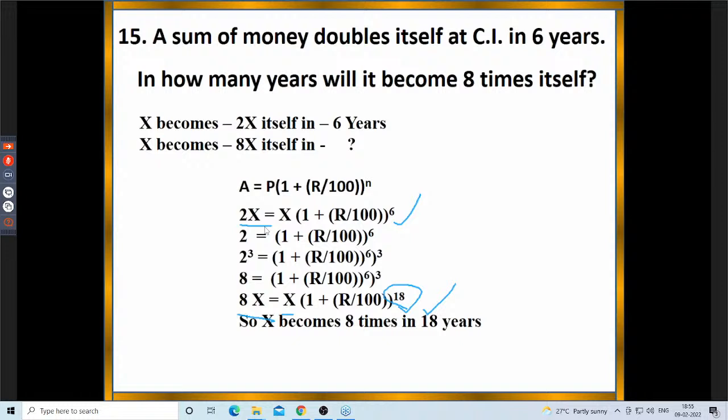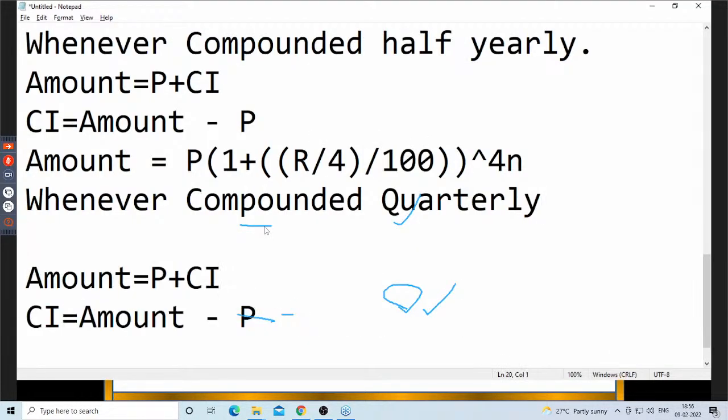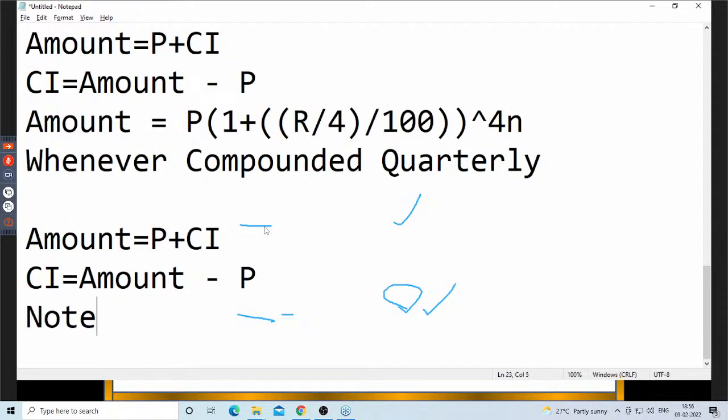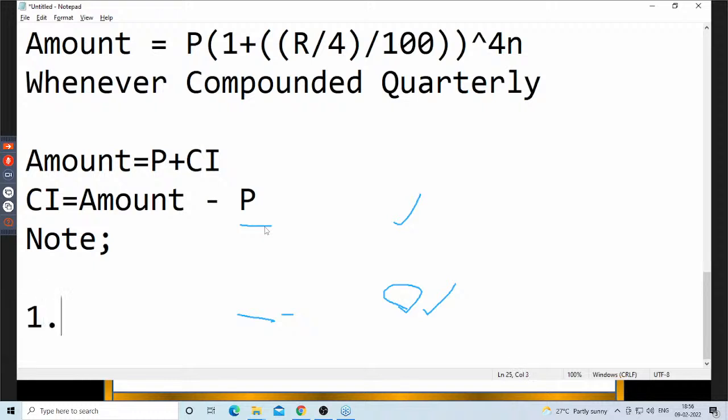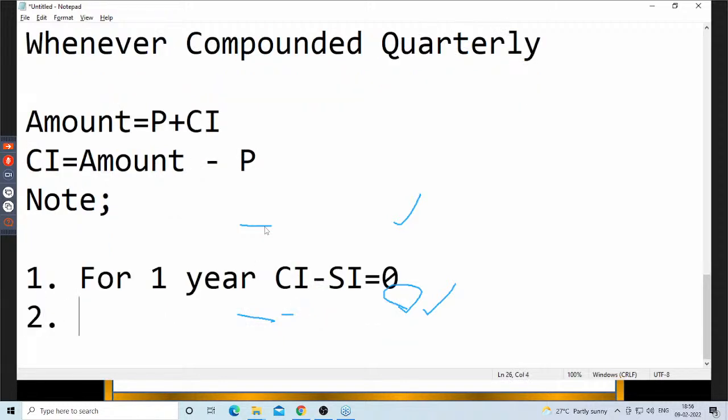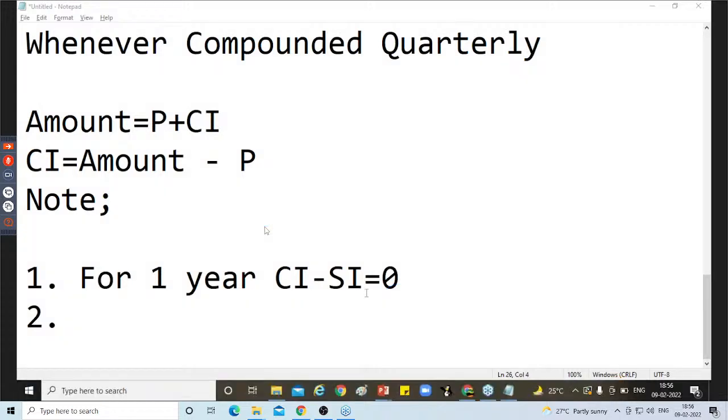Okay, next one. Combination problems related to simple and compound both. Note point number one: for 1 year, the difference between compound interest and simple interest is zero. Do you remember, the amount of simple and compound interest we calculate for the first year is on the initial sum. There is no difference between compound and simple for 1 year.